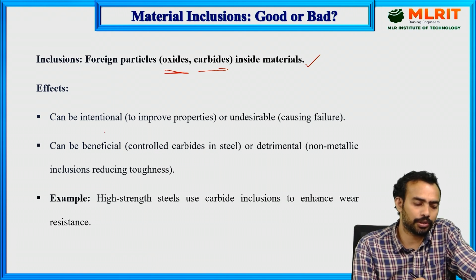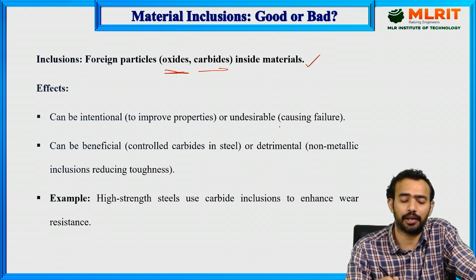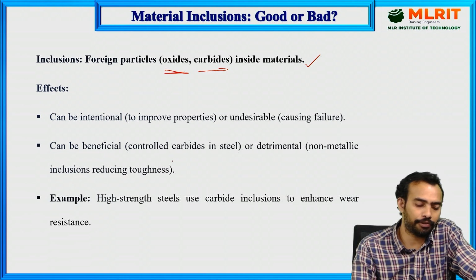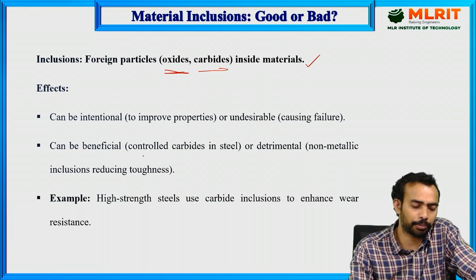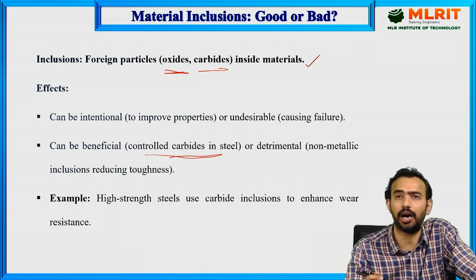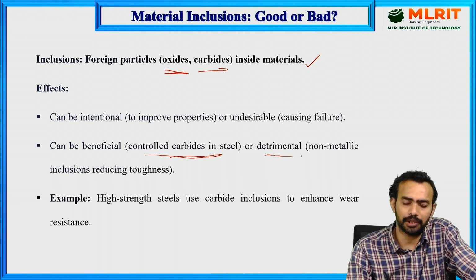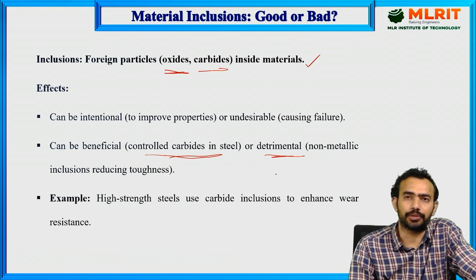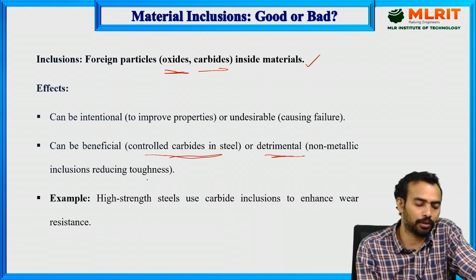Sometimes these inclusions can be intentional to improve the properties, and in certain scenarios they are undesirable, just like in the case of the Titanic, which caused a failure. When it is beneficial, for example, the presence of controlled carbides, the presence of carbon within the steel, sometimes improves the properties, especially the hardness of the material. Sometimes it is detrimental, where you will observe non-metallic inclusions, especially oxide inclusions, that reduce the overall toughness of the material and weaken its strength.